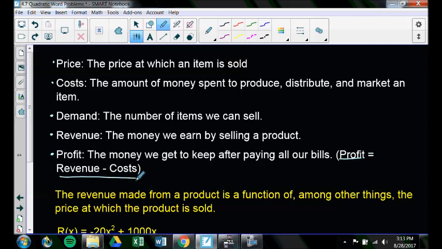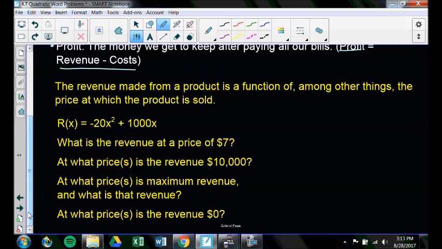These are all terms we're going to have to use in this chapter, and really most of them in this problem. So let's say we're selling some product, I don't know, a toaster or something. And the revenue made from this product is a function of, among other things, the price at which the product is sold. So with all other things being accounted for, we can determine with some reasonable accuracy what revenue we can get depending on how we price this thing. So R of x stands for revenue, x will stand for price. And it's modeled by the equation negative 20x squared plus 1000x.